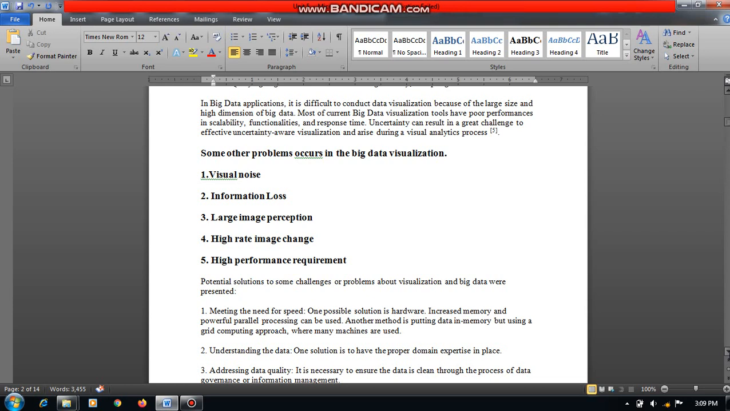Displaying the meaningful results and dealing with the outliers. Displaying the meaningful results means that as required, you have to display the result. This is one of the solutions for one of the challenges. And due to the large size and dimensions of big data, visualization becomes more challenging. So these are the ways of dealing with the outliers.